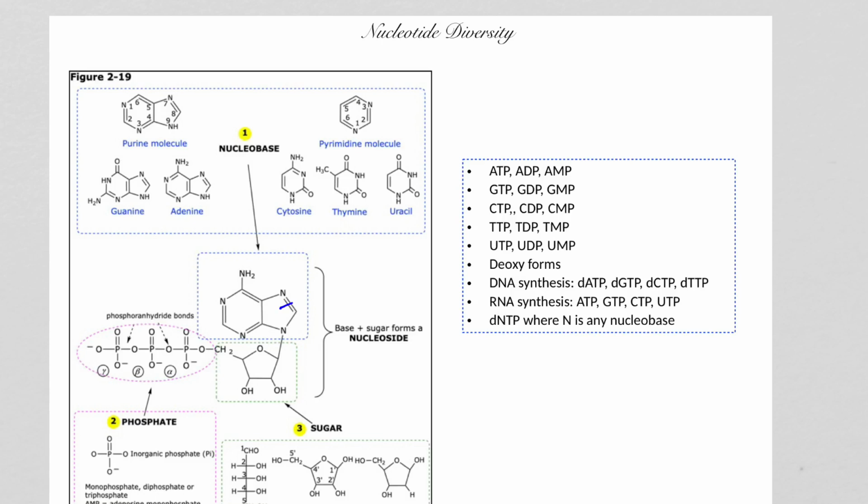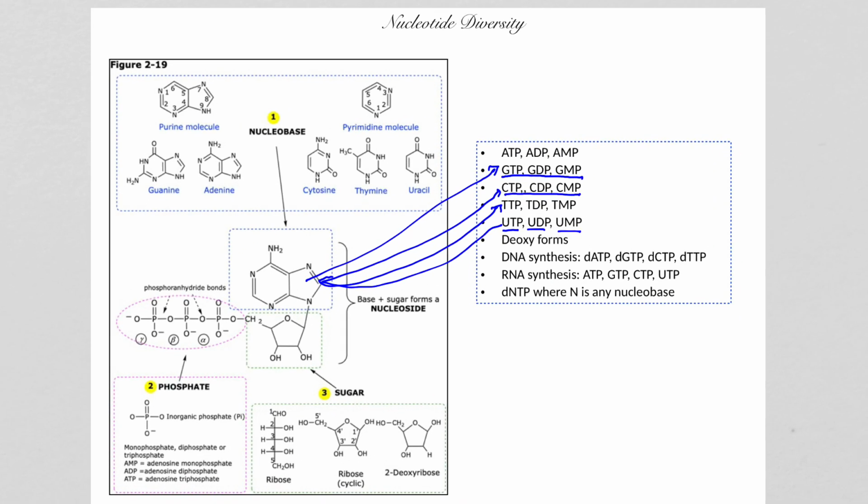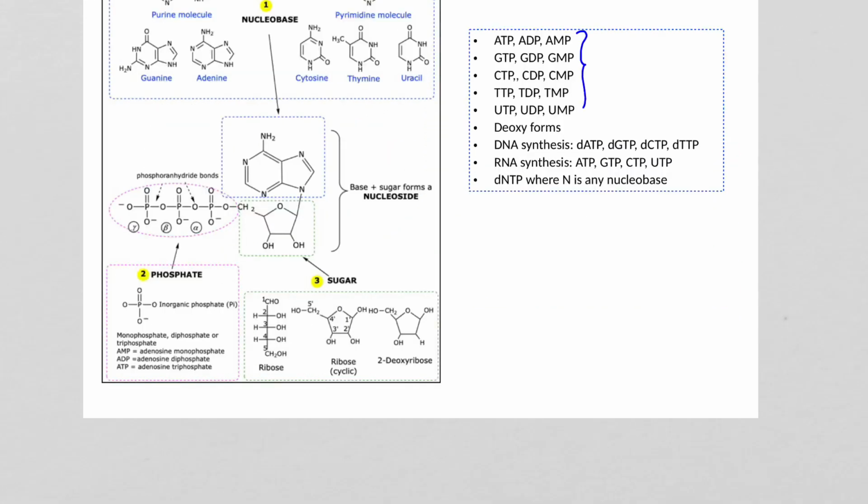Similarly, if instead of A you had a G here, a guanine, then you would have the corresponding GTP, GDP, and GMP. And if you have a C here, then you have CTP, CDP, CMP, and so on. If you have a T here, then you'll have TTP, TDP, and TMP. And if you have the U here, you'll have UTP, UDP, and UMP. So in this case, all the sugar is ribose. But what if you had the deoxy form?